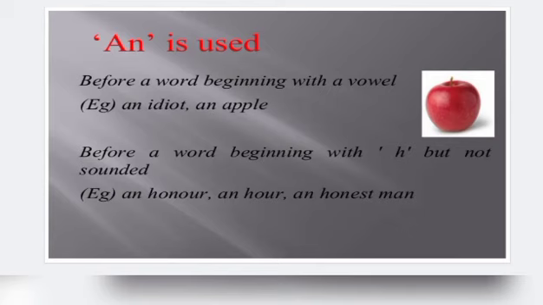An is used before a word beginning with H but not sounded. For example, an honor, an heir, an honest man, where an is used before a word beginning with H but not sounded, because H is silent. We have to say it as an honor or an honest man.